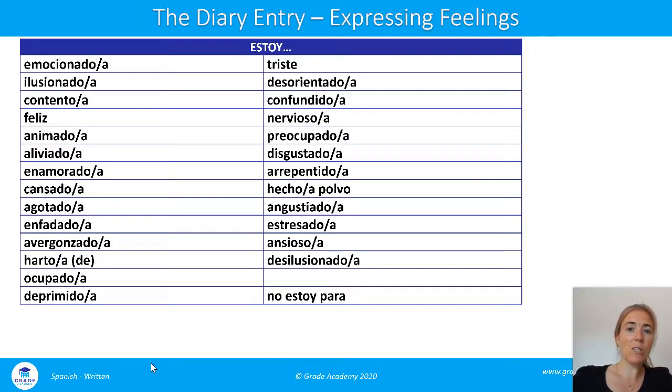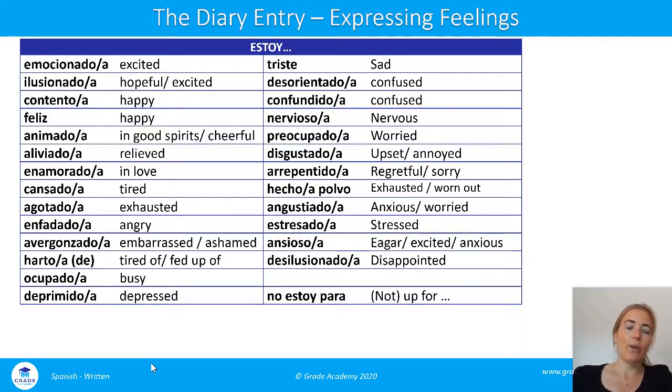Expressing feelings. So this is something you're definitely going to have to do in a diary entry. So again, the more of these you know, the better. And try to learn ones that aren't just basic, like bien or mal, look for more complex feelings to show the examiner that you have the vocabulary. So emocionado is a nice one. If you've used it somewhere else in your exam, try to use something different like ilusionado. Make sure, again, if you're using the feminine form, be consistent and use it throughout.